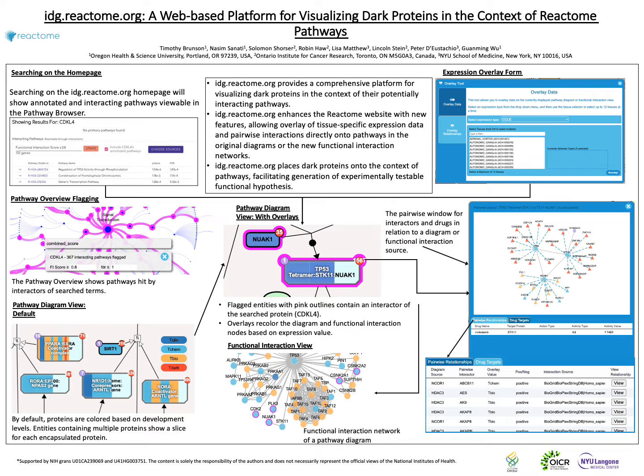We've also added a new homepage at idg.reactome.org where users can search any protein they'd like. They will be shown a list of annotated pathways in Reactome for that protein, and then will also be shown a list of interacting pathways viewable in the pathway browser. Here you can see the interacting pathways table for the protein CDKL4.